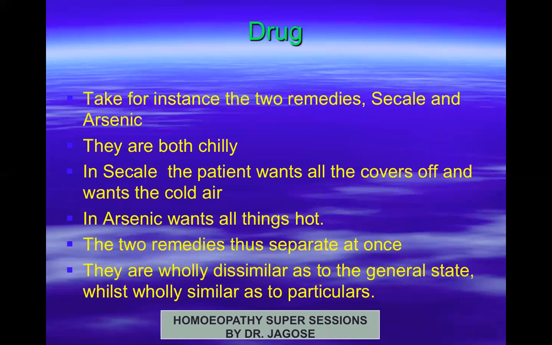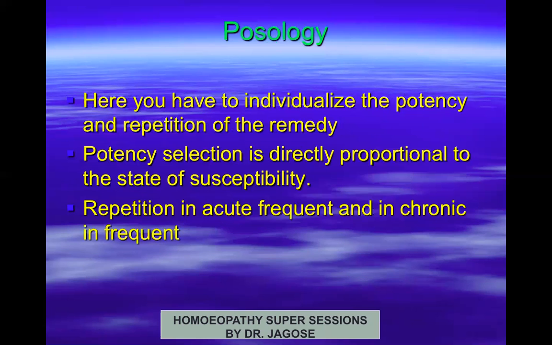Then the drug. Take for instance the two remedies, Secale and Arsenic. Now both of them are chilly. So in Secale, though he's chilly, he wants all the covers off and he wants the cold air. And in Arsenic, he wants very hot things. Thus, we can identify the two remedies at one go.